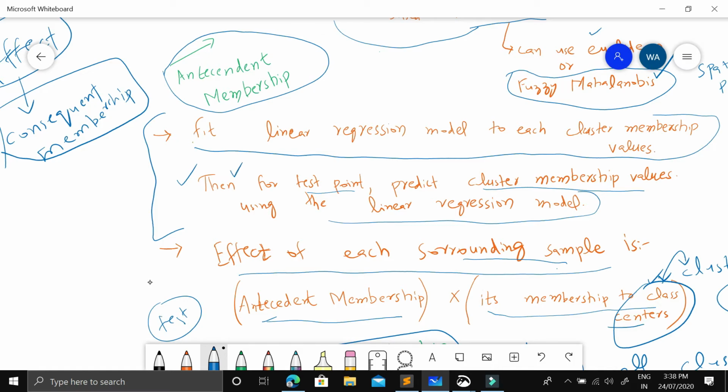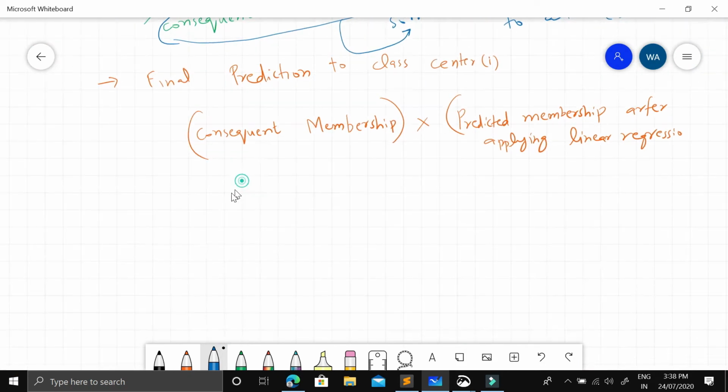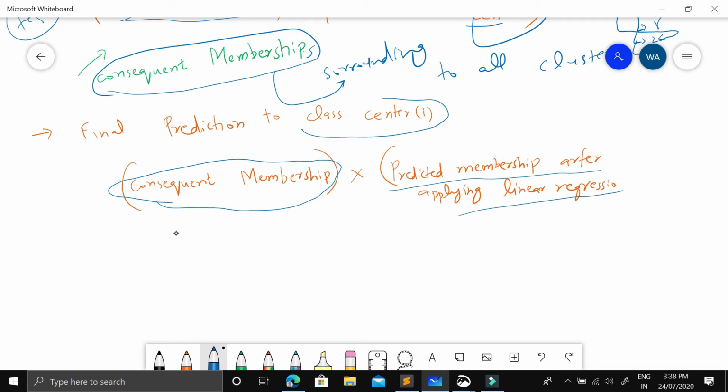But this is done to predict, for each test point, the cluster membership for each of the clusters. Once we have that, finally we do the prediction for class center I using the consequent membership of surrounding samples to the class center I and the predicted membership, after applying this linear regression, for the test point to class center I. So this is simple multiplication. Let me show you this whole thing in coding.